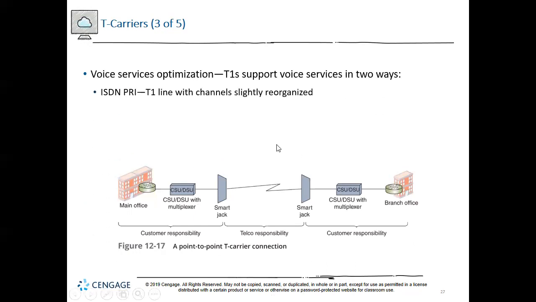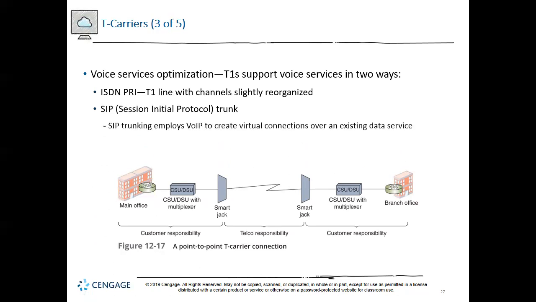T1 supports voice and other data. ISDN PRI is a sort of added value ISDN, but again, ISDN can work with T1. ISDN is using our protocols. SIP, Session Initiation Protocol trunk, is using voice over IP.